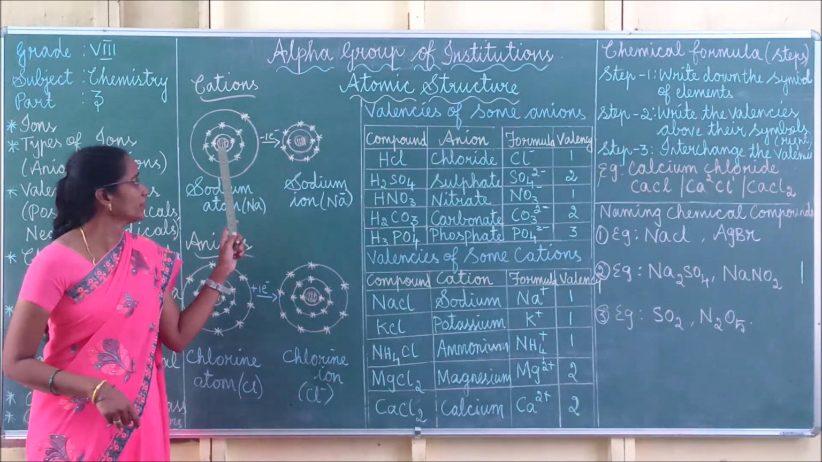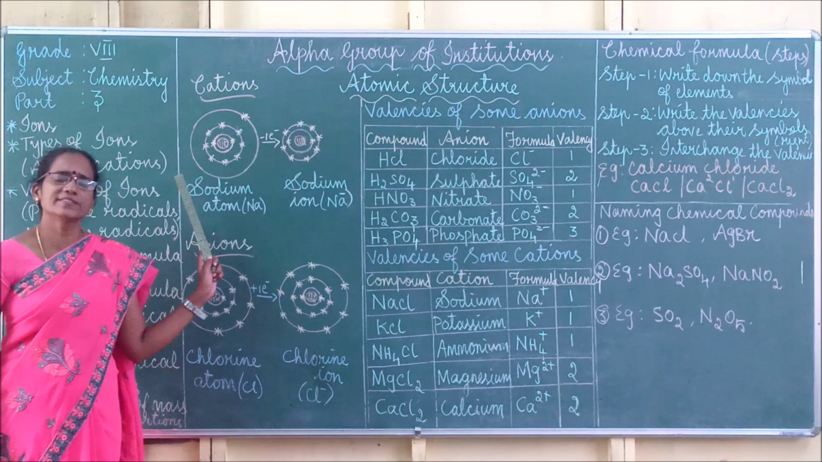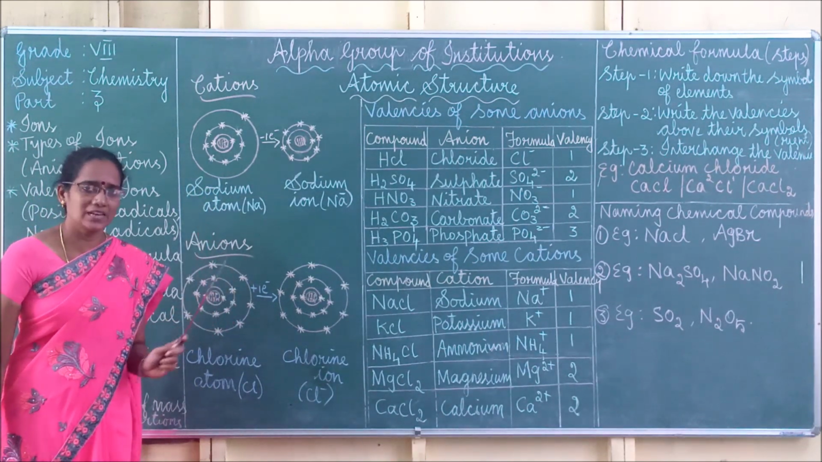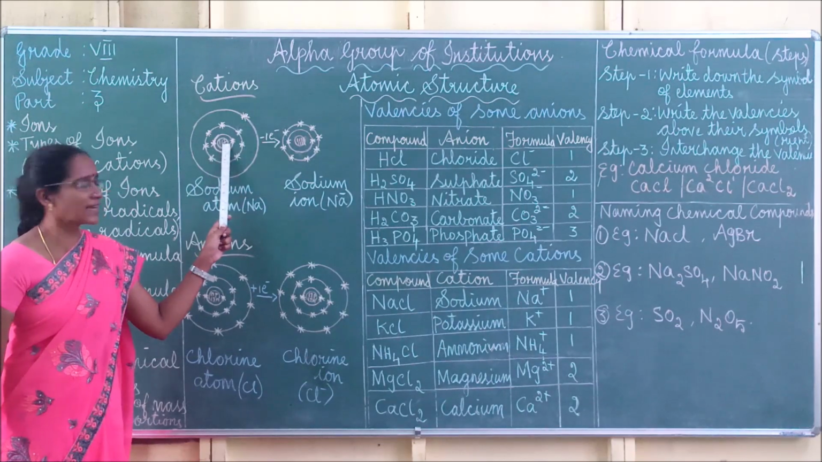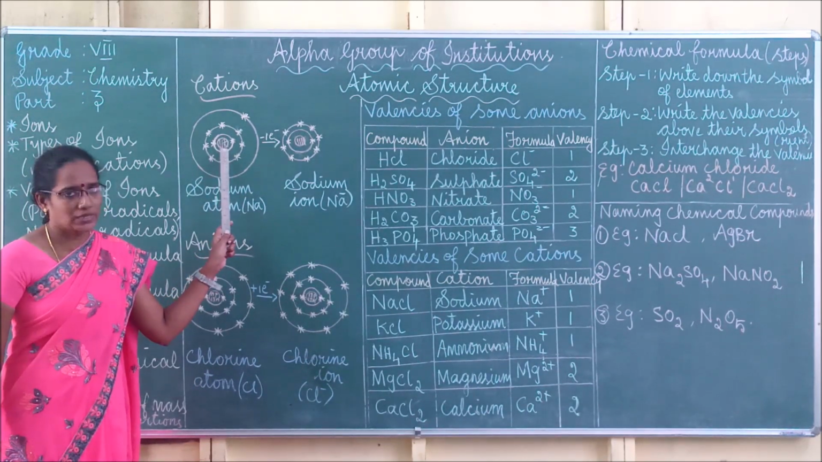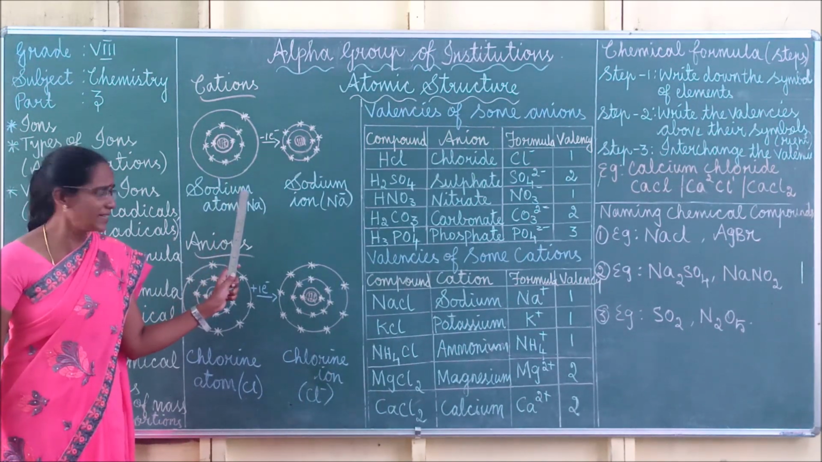For example, we can take the sodium atom. What is the atomic number of sodium? The atomic number of sodium is 11. So 11 protons as well as neutrons are present in the nucleus, right? So the sodium atomic number is 11, isn't it?